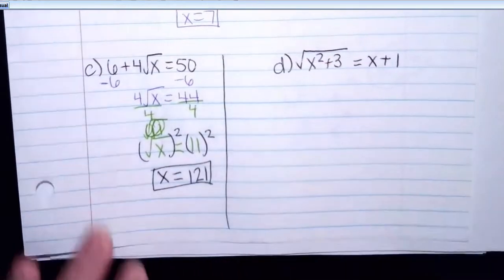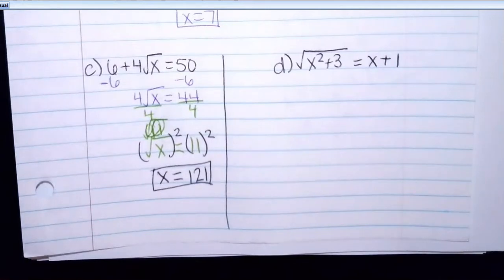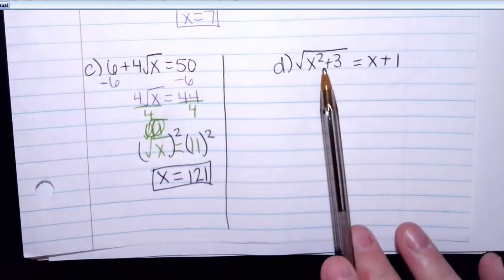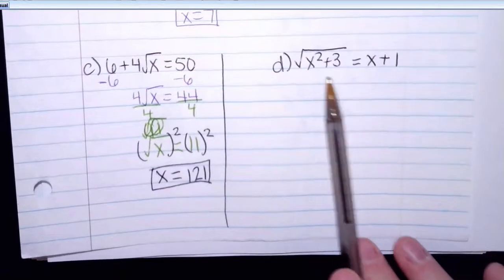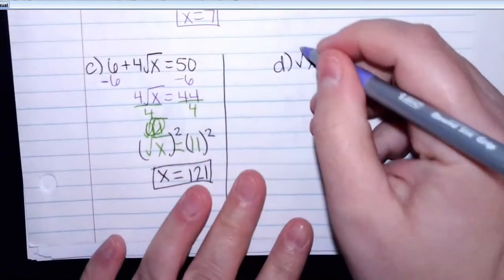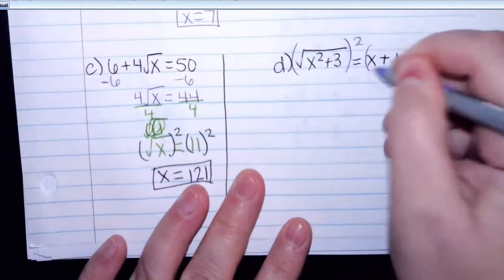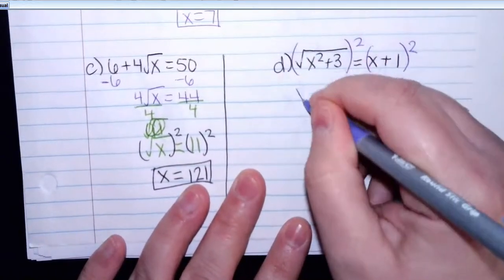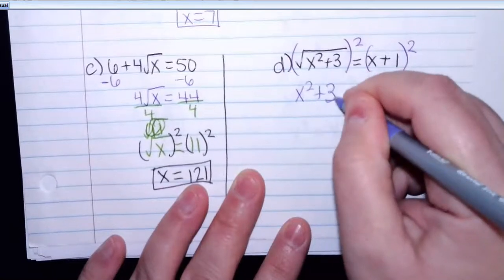Okay, now letter D is kind of interesting here. I want to isolate the radical, which is already isolated. The thing is, on the other side of the equation, I actually have an expression. So I'm going to cancel this radical by squaring both sides. So over here, I'm going to get x squared plus 3.